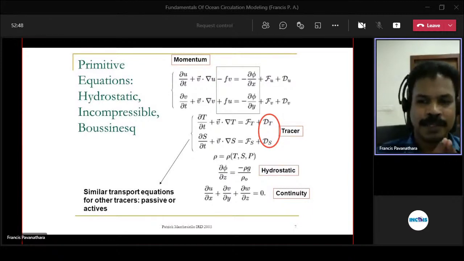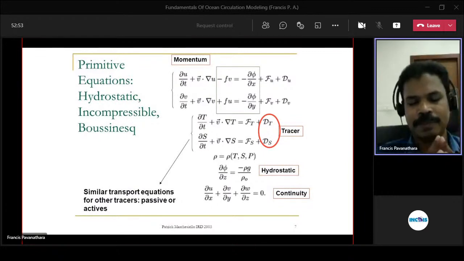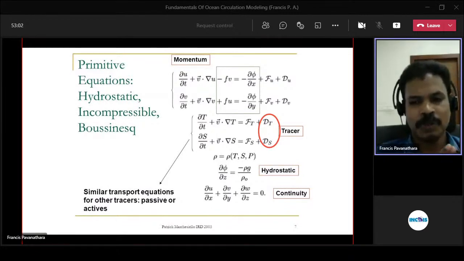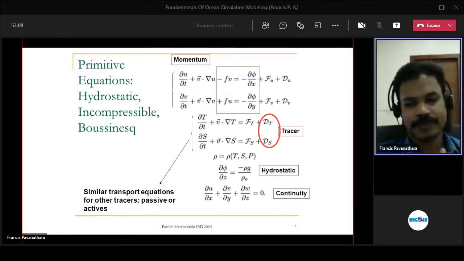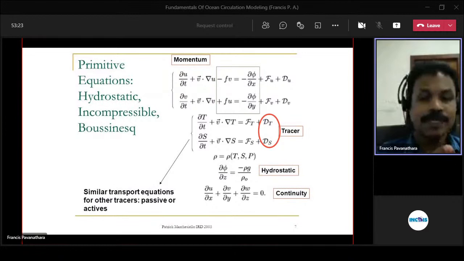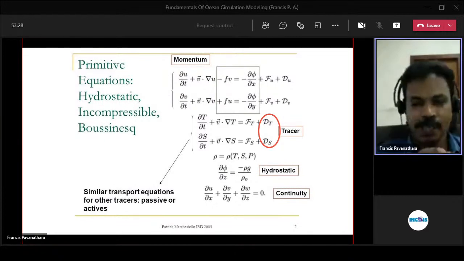And the vertical momentum equation is generally approximated as a hydrostatic balance. The fundamental principle is that the vertical velocity is very small and the vertical acceleration is even smaller. So we assume that the pressure gradient in the vertical direction is balanced by the weight of the water column. That is how we reduce the vertical momentum equation into the hydrostatic equation. So this is an approximation. Hydrostatic approximation is an important approximation.